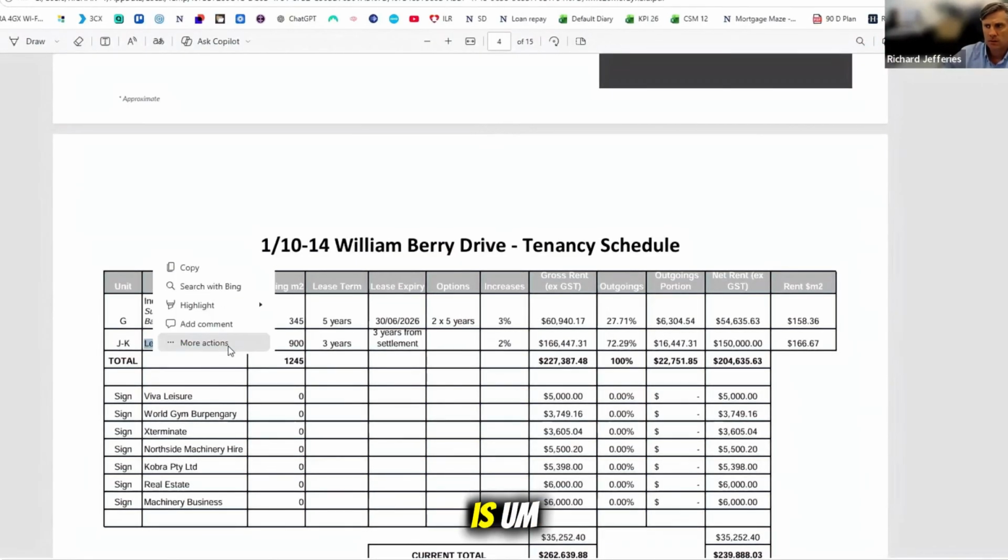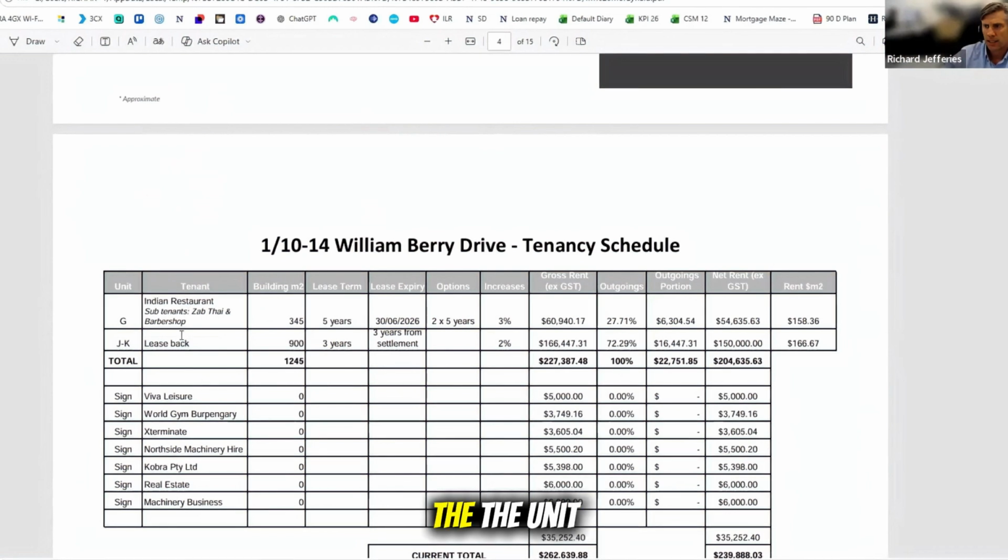back. So this is more than likely the unit JK that was the tenancy that was vacant, and the seller was prepared to pay ongoing rent of this to entice a purchaser in. This is the other tenant, which has a lease remaining, original lease term 5 years. Lease expiry is there, increases, and the net rent. This is important. So this here is giving you the rent per square metre, which is really important and really helpful to compare against other properties.